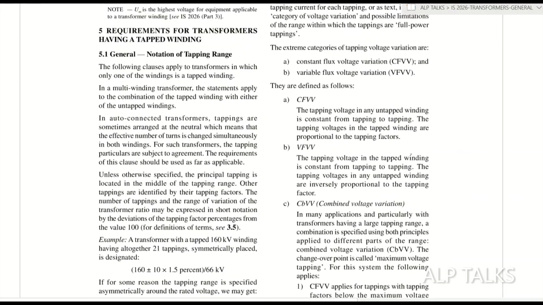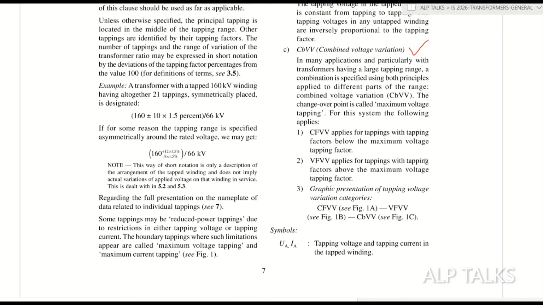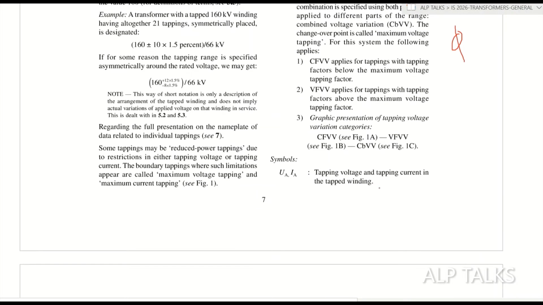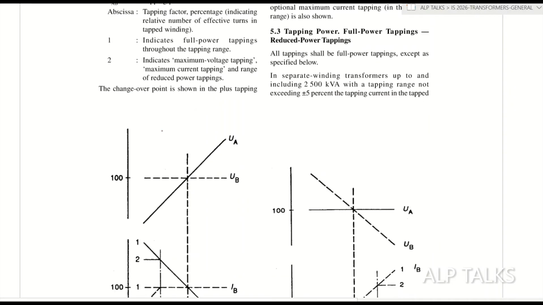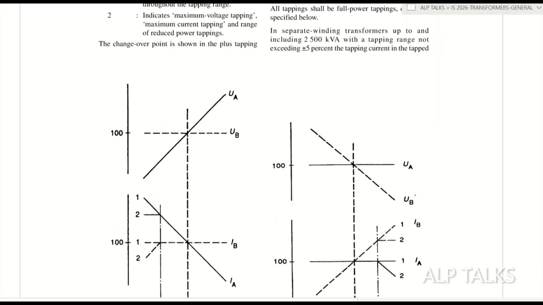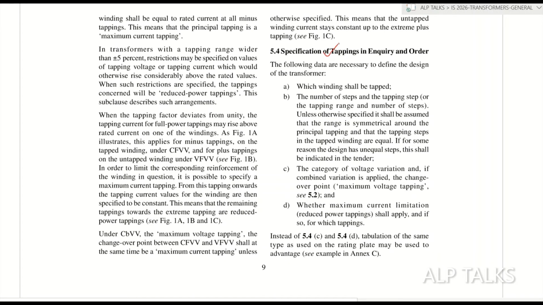Here you can see constant flux variable voltage, variable flux variable voltage, CFVV, VFVV. These are some different aspects. Our flux is always constant in our transformer; V by F is always constant in regular transformers. This is what they are discussing about tapping. We will discuss more in future sections.